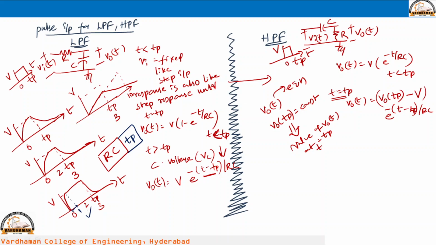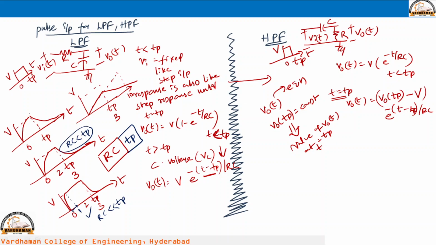So, RC is 1 second, but Tp is 3 seconds, that means RC is less than Tp. When RC is less than Tp, then capacitor will be charged immediately, so that it will reach the V volts very quickly. Okay. And if you come to this case, here also capacitor charged up to V volts within 2 seconds, but Tp is 3 seconds, that means RC is less than Tp here also. But in this case, what is happening? By the end of Tp, it reached V volts exactly.